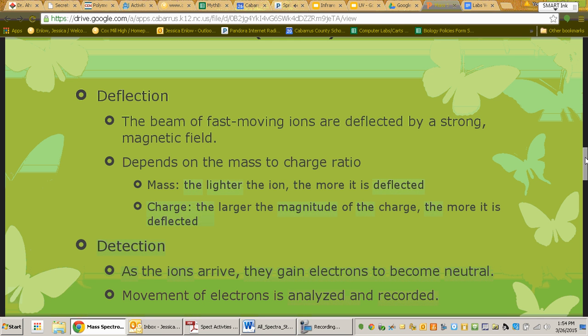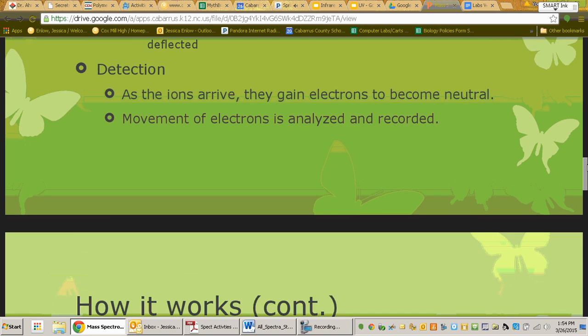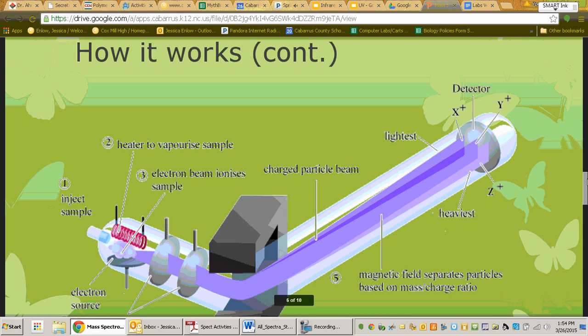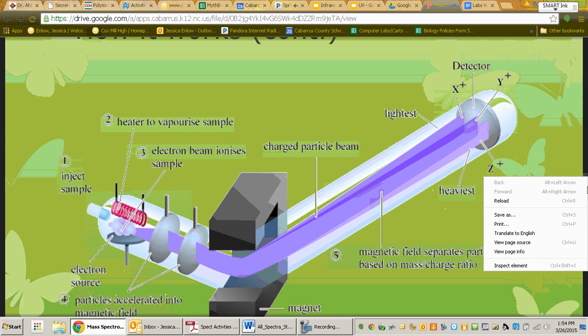So a calcium ion would be deflected more than a sodium ion, basically. And then detection: as the ions arrive, they gain back their electrons to become neutral, and what's actually measured is the movement of the electrons towards the ion. So here's a picture. A good way to remember the process is "vector is a daft duck."